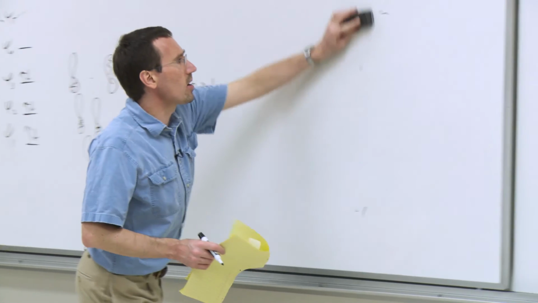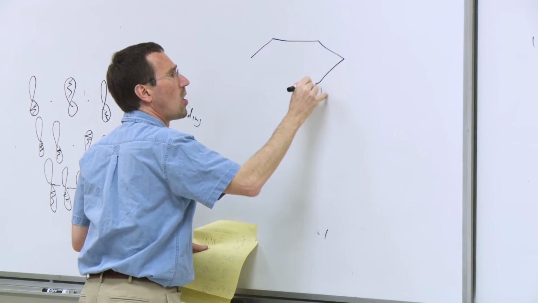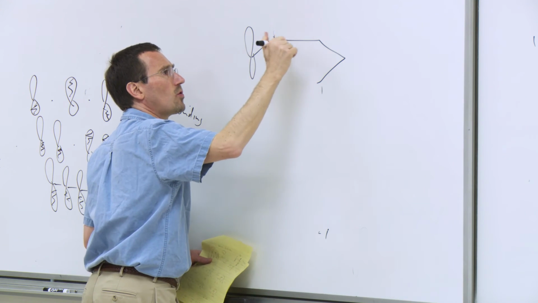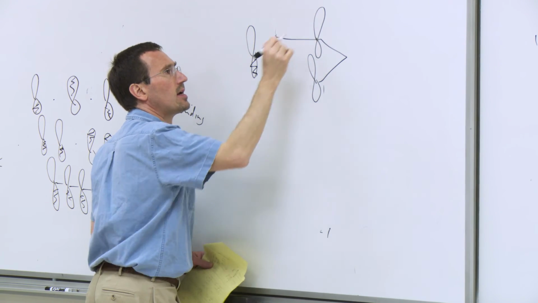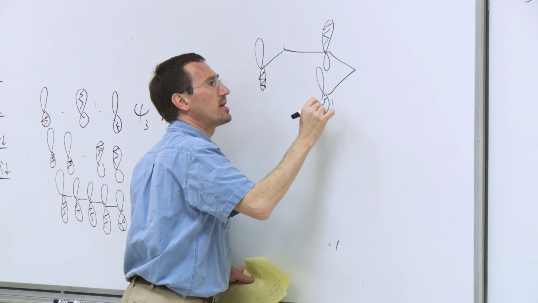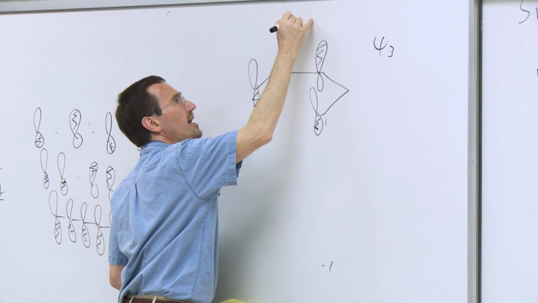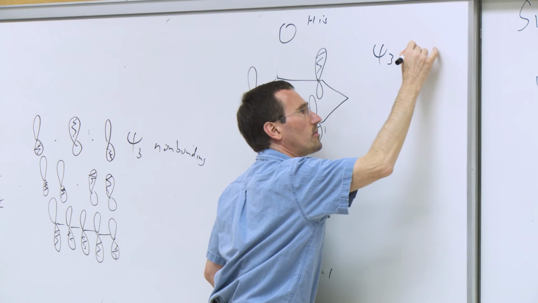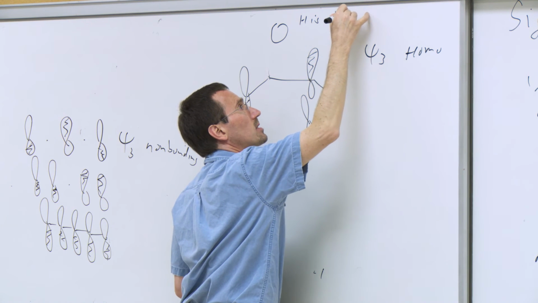And so you look at this and you say, all right, what does this mean? I'm going to try to draw the diene in perspective, and try to draw the linear combinations of atomic orbitals that make psi3. And here I'm going to draw my H1s. So this is our psi3 HOMO, and this is our H1s LUMO.